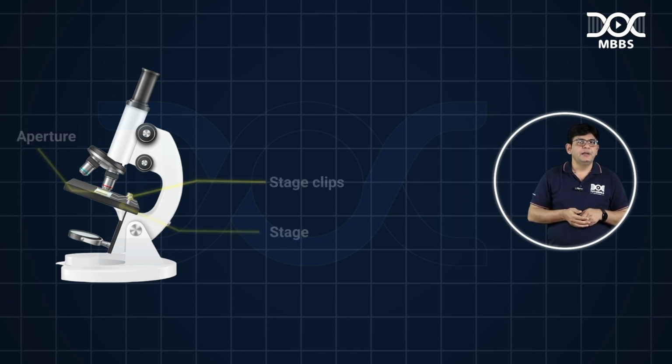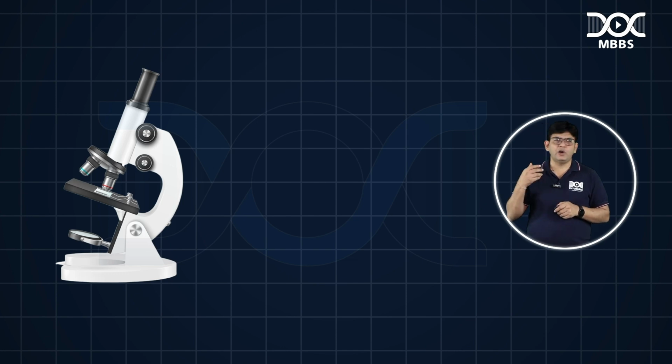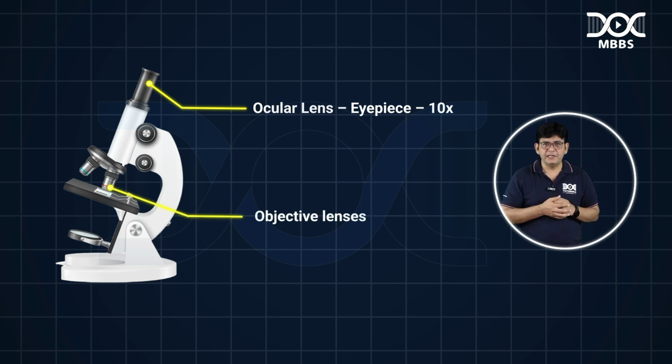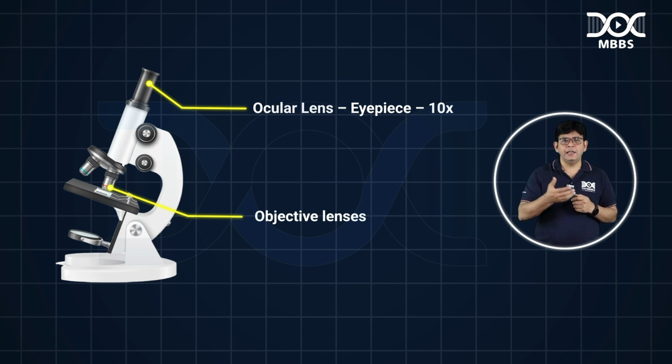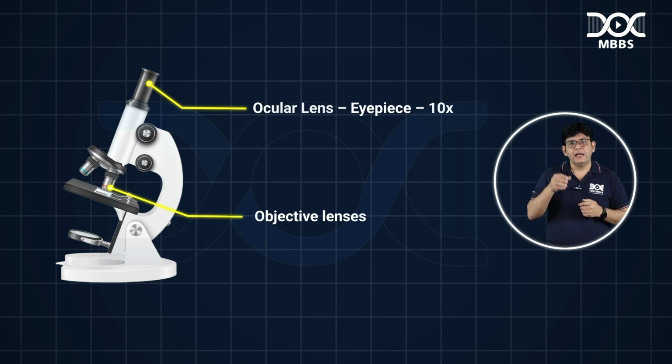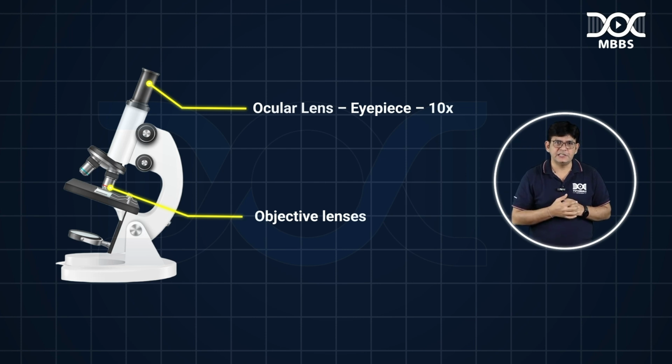Is it fine? Then after that, the magnifying parts. The ocular lens is termed the eyepiece, which has a power of 10x, and then you have the objective lenses, that is 4x, 10x, 100x, and 40x, which is a high one. So those are the ocular and objective lenses. Ocular lenses are the ones through which you observe, and objective lenses are the ones through which the light goes towards the ocular lenses.